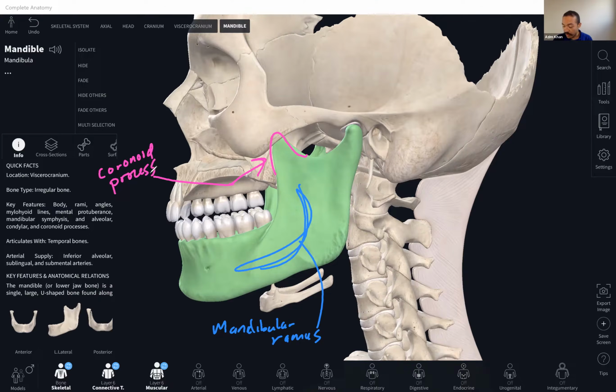Where it does articulate with another bone, it articulates with the temporal bone right here. Remember, on the temporal bone, we have the mandibular fossa, but with the mandible, the part of the mandible that articulates with the mandibular fossa is called the condylar process. This makes up your temporomandibular joint, the condylar process of your mandible and the mandibular fossa of your temporal bone. Together they make up your temporomandibular joint.